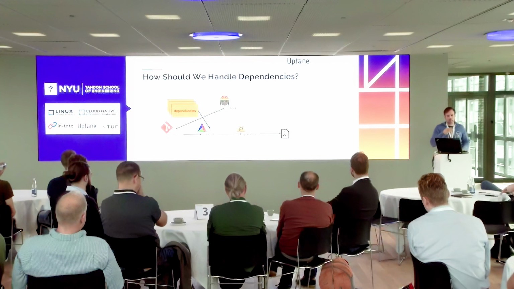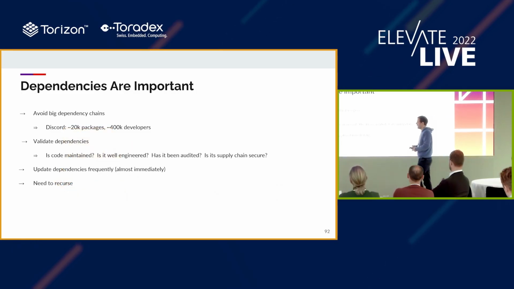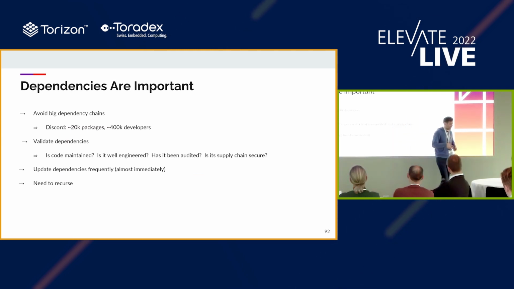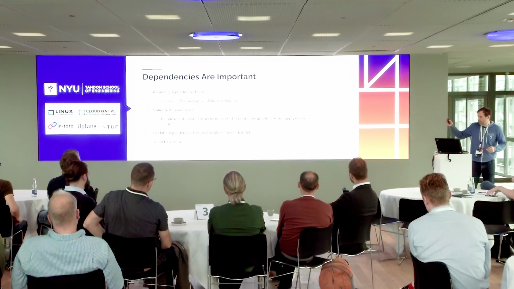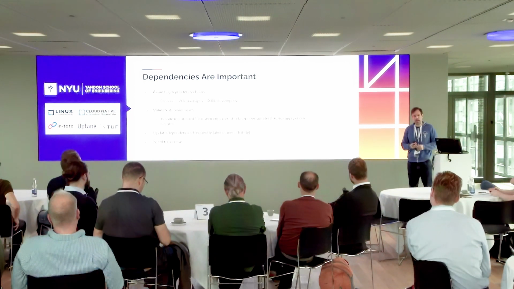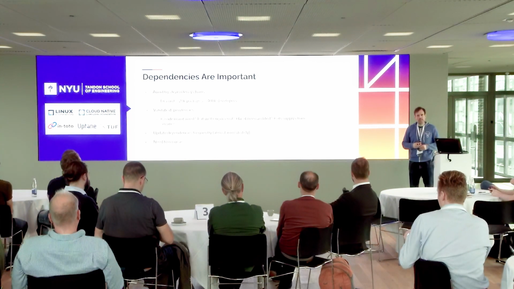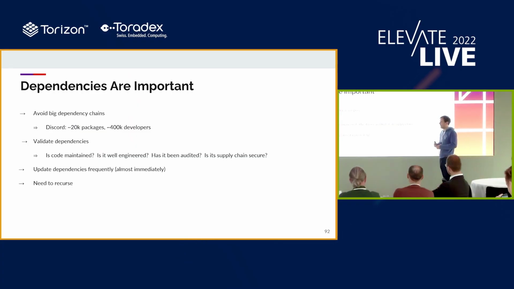So what should we do with our dependencies? Question number 1. Okay, so avoid big dependency chains. The whole Node.js NPM environment is really terrible for this, where Discord, which many of you have probably used, has about 20,000 packages and about 40,000 developers have contributed a line of code that's in Discord. That is insane, right? Okay? So avoid ecosystems like that if you at all can, to be bluntly honest.